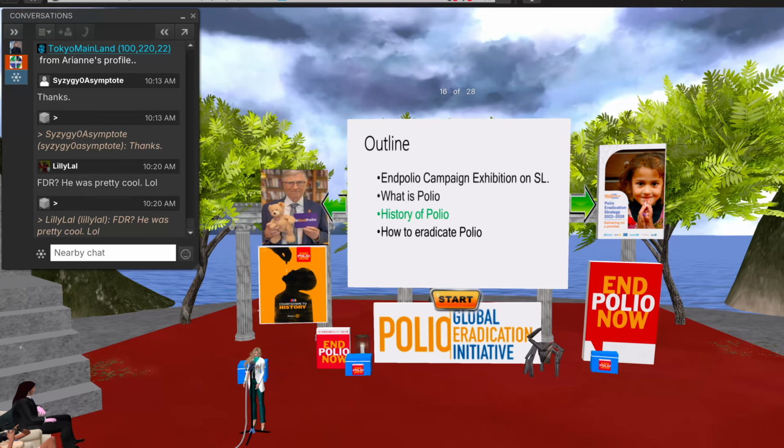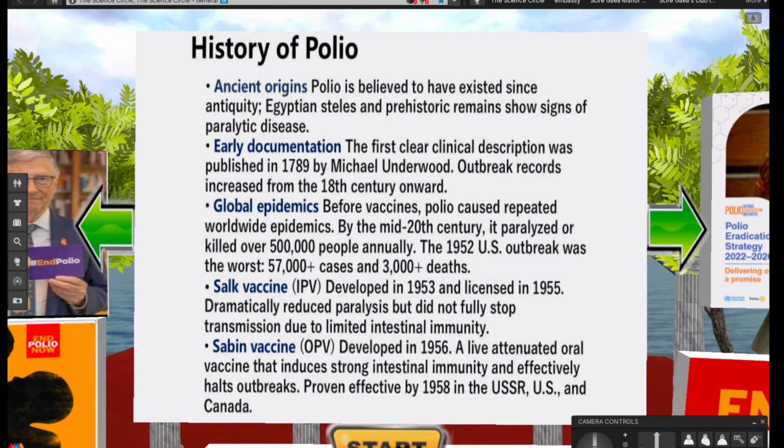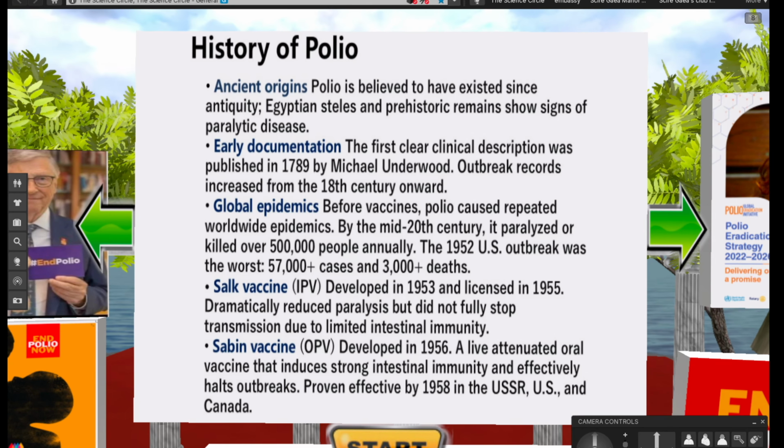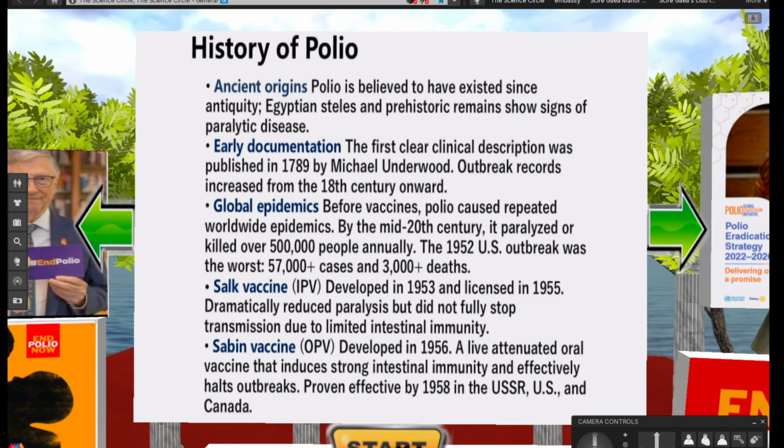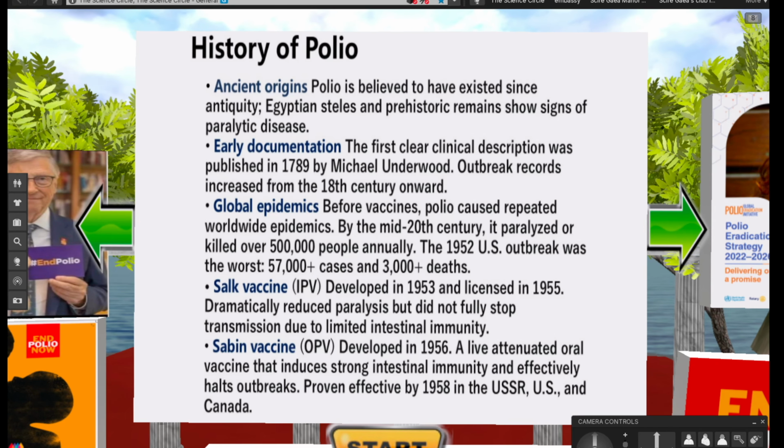From the 18th century onward, written records of outbreaks began to appear. For nearly 2 centuries before vaccines became available, polio caused repeated and sometimes catastrophic epidemics around the world. In the United States, a major outbreak in 1916 resulted in more than 2,000 deaths, and by the mid-20th century, polio was paralyzing or killing over 500,000 people globally each year. The 1952 U.S. epidemic was the worst on record, with more than 57,000 cases and over 3,000 deaths.